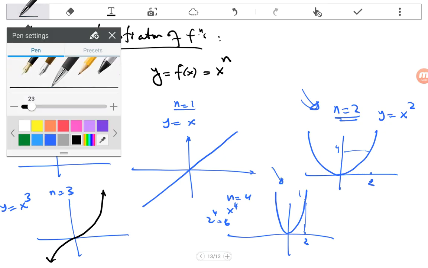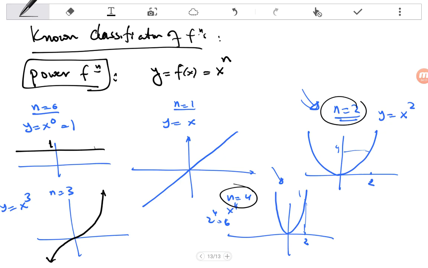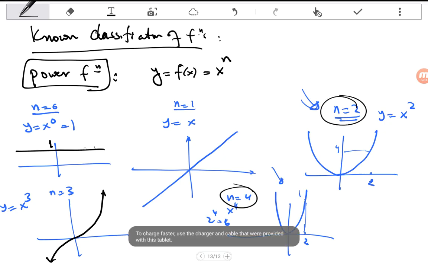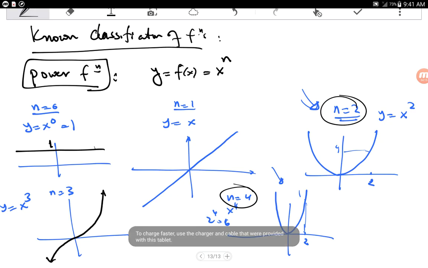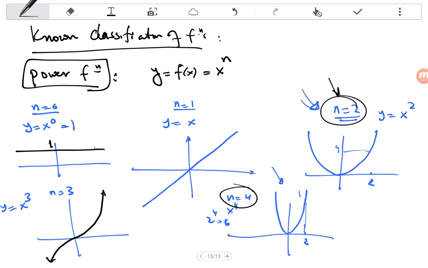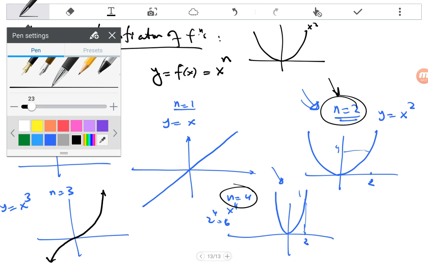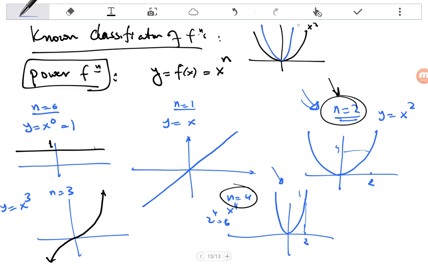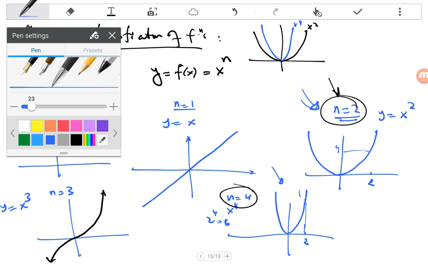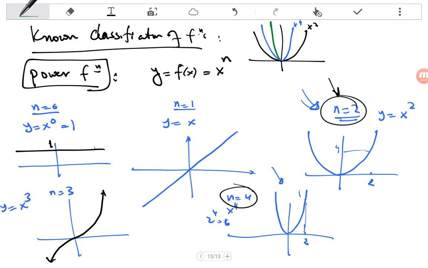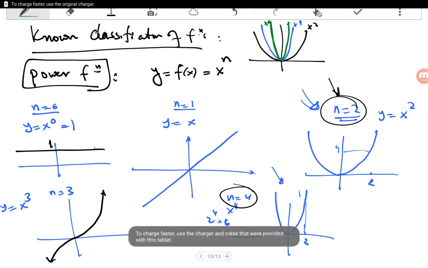So we can find a pattern here that for even n greater than 0, excluding 0, we have x squared, x power 4, x power 6, and so on. So these are the power functions for even integer powers.